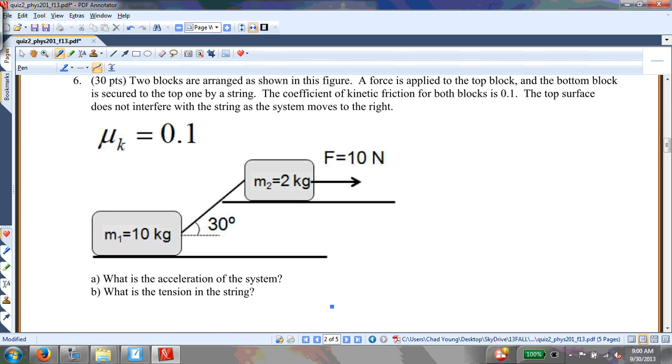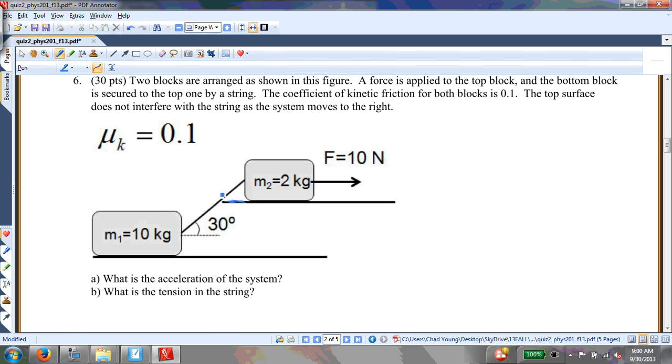All right, two blocks are arranged as shown in this figure. Force is applied to the top block, and the bottom block is secured to the top one by a string. There's a coefficient of kinetic friction, and it moves to the right. And this surface right here doesn't interfere with the string.